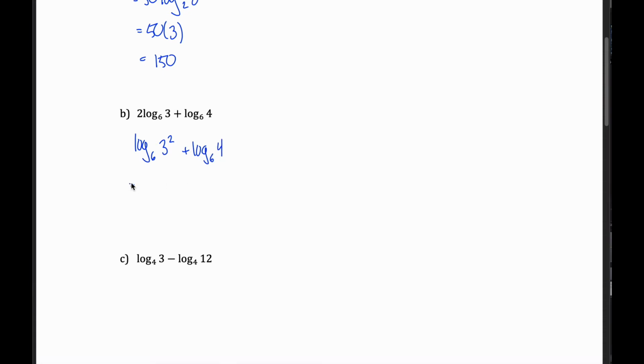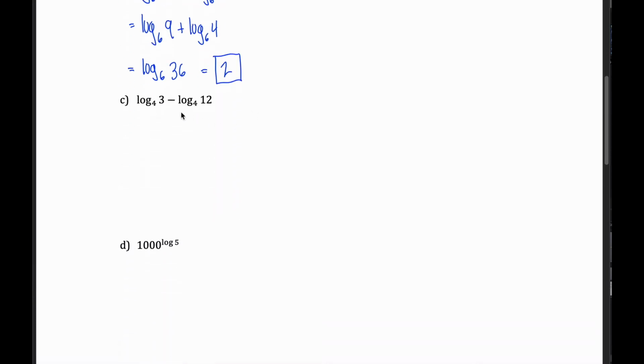And then if you recognize that 3 squared is just 9, then this is just the log base 6 of 9 plus the log base 6 of 4. And I still don't have logs that I can evaluate, but now I can use my first log rule to rewrite this as the log base 6 of whatever 9 times 4 is equal to. Well, 9 times 4 is 36. I kind of feel like we may have seen this example already in this class. The log base 6 of 36 is just equal to 2 because 6 to the second power is equal to 36. So this answer is just 2.